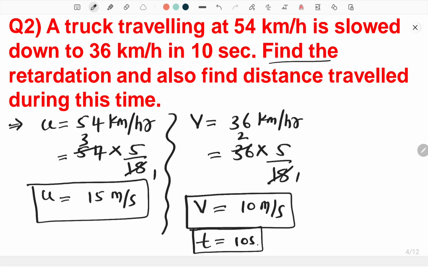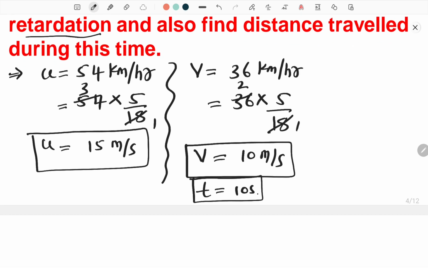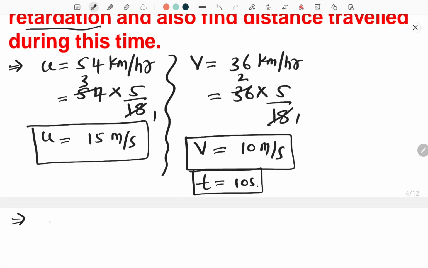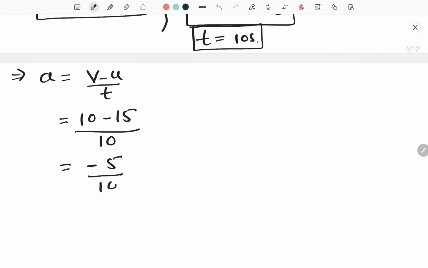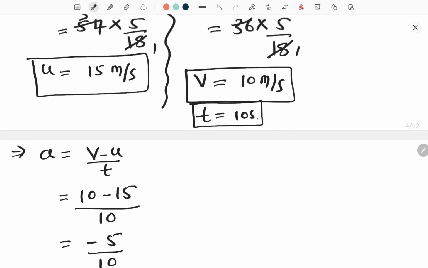Now they are asking find the retardation. Retardation means basically they are asking about acceleration only. Acceleration is equal to, what is the formula? V minus u divided by t. All right, what is the value of v? That is 10, minus what is the value of u? 15, then divided by t is 10 seconds. So it becomes minus 5. Minus 5 divided by 10, so that is like minus 0.5 meter per second square. So this is retardation, no? That's why it is there in negative.